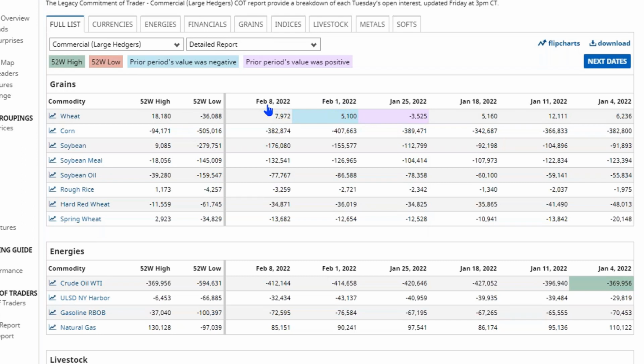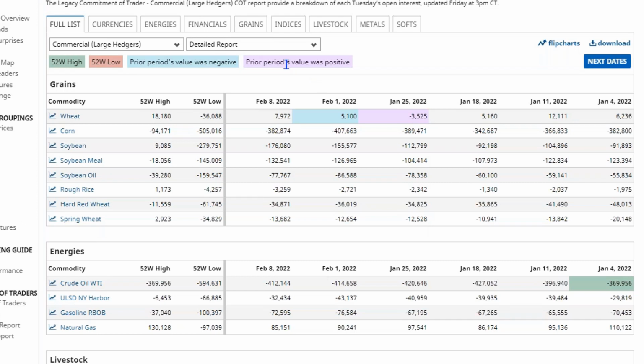Now, from February 1st to February 8th, we can see that our commercial traders increased their long position about 2,800 contracts. One of the nice features that the bar chart does for us is it gives us these two colored boxes. And notice that the light blue one says that the prior period value was negative. That is one of the things that we want to start looking for: when one of these large participants moves from a negative short position to a positive position. And you can see that on February 1st, we have a blue box, which is telling us that the previous position was negative. I moved from negative to positive. I moved from short to long.